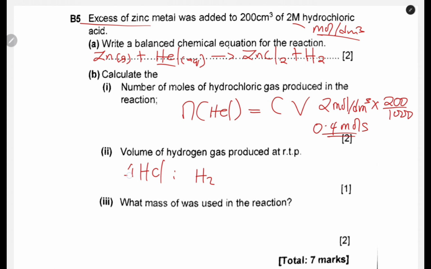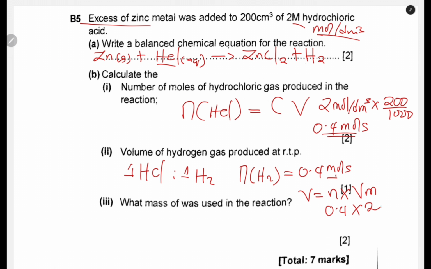Now these are in a 1-to-1 ratio, which means the number of moles of hydrochloric acid is equal to the number of moles of what? The gas. So the number of moles of hydrogen is therefore 0.4 moles. Then we need to find the volume. To find the volume, we use the formula volume equals number of moles multiplied by Vm. This is at RTP, so we multiply 0.4 by 24.